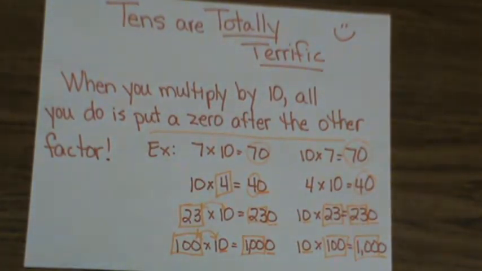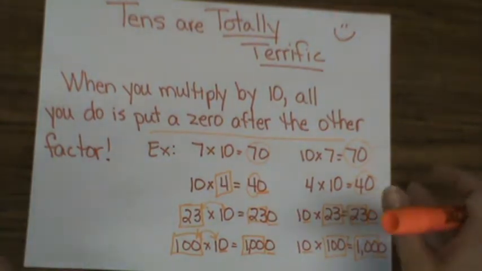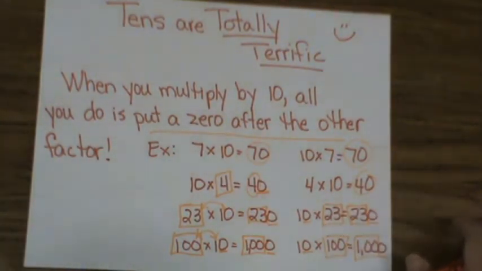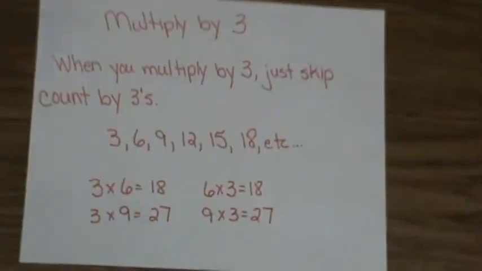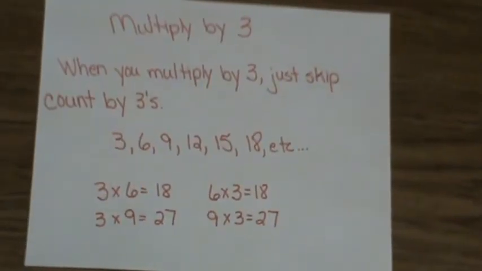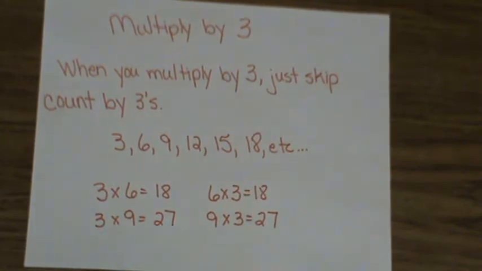Okay, so 10s are easy. So we've got 1s, we've got 2s, we have 10s. Let's move on to one we might have to work on a little bit, and that's multiplying by 3. Okay, no tricks, no gimmicks, no secrets for 3. When you multiply by 3, you're just going to have to skip count by 3 and begin to memorize your facts.